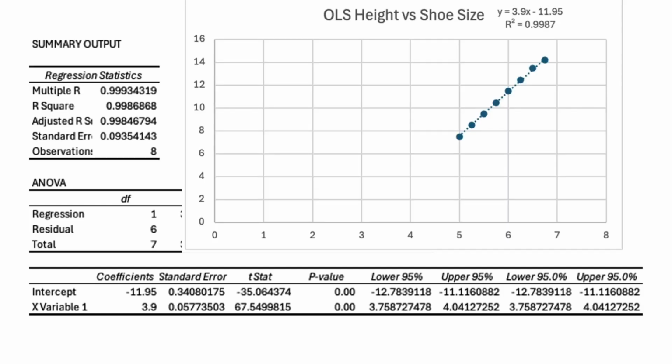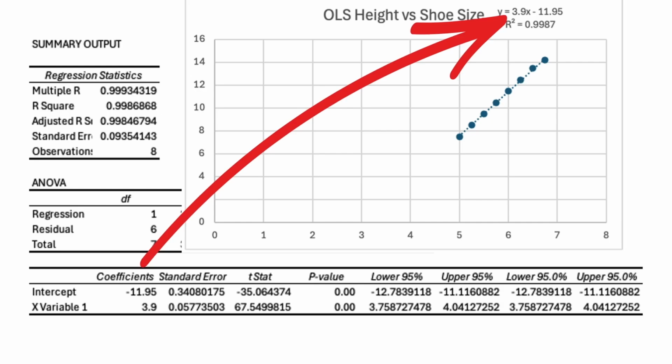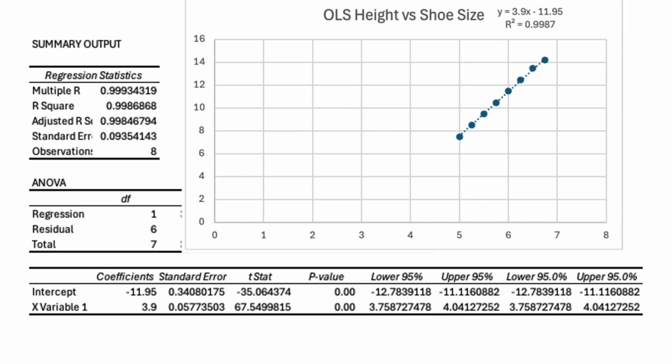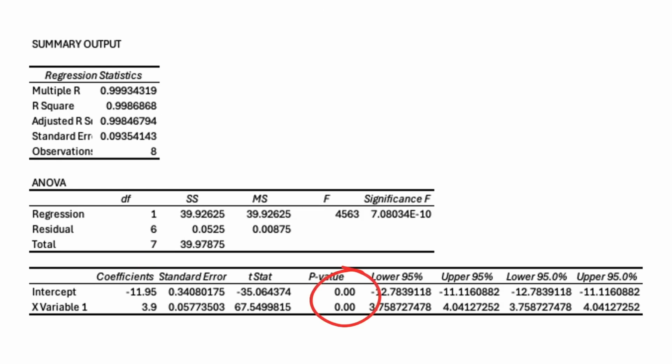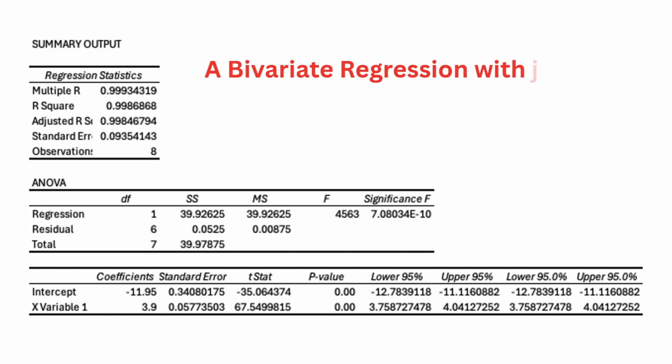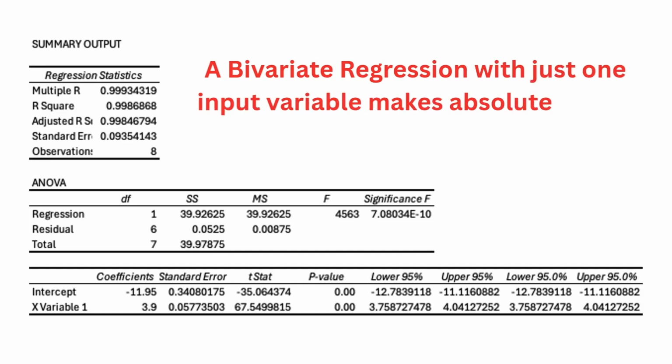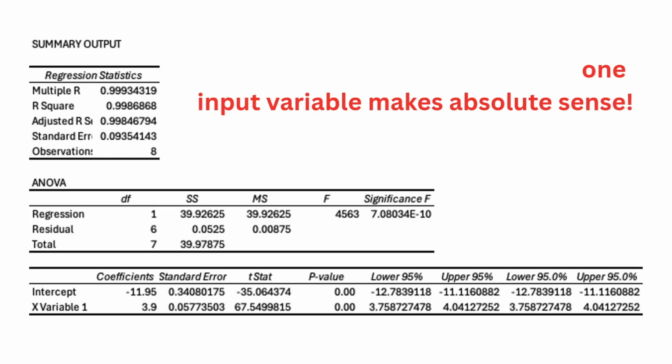Now the graph gives you y equals 3.9x minus 11.95. The p-value suggests that the coefficients are significantly different from 0, and the r squared is almost 100%. So it's a very good model fit. Now it makes sense. And what looked initially like a linear regression with 3 independent or 3 input variables was really just a bivariate regression with 1 independent or input variable.